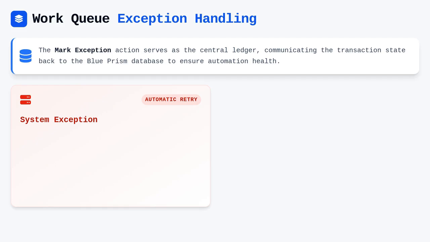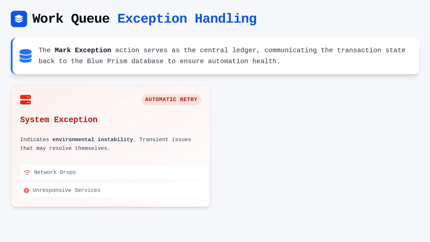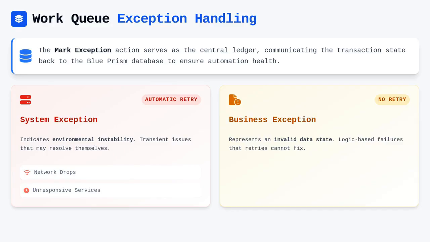The choice between marking an exception as a system error versus a business error is not merely academic, as it fundamentally dictates whether the queue manager will authorize an automatic retry. System exceptions generally imply an environmental instability, such as an unresponsive web service or a transient network drop, whereas business exceptions represent an invalid data state that no amount of retrying will ever resolve.